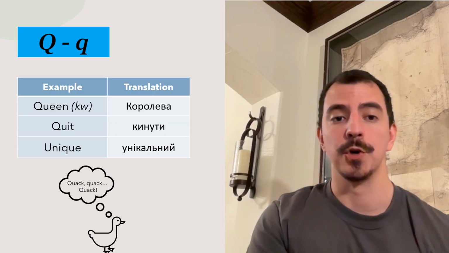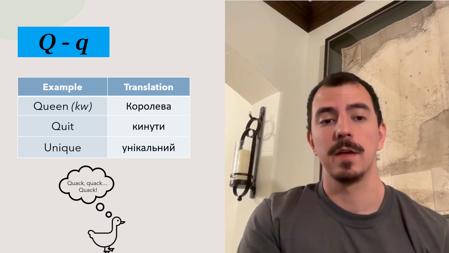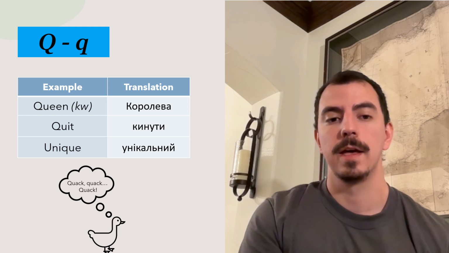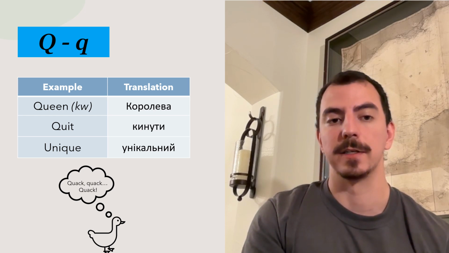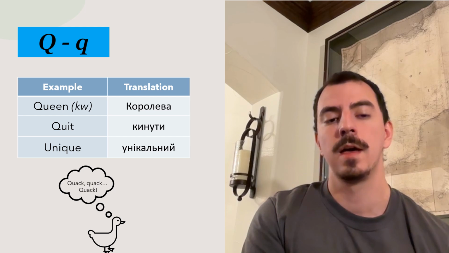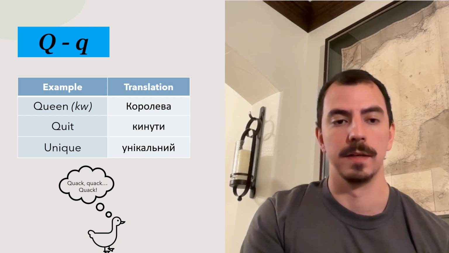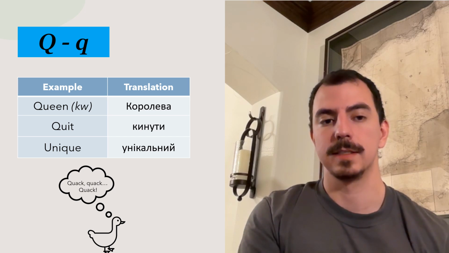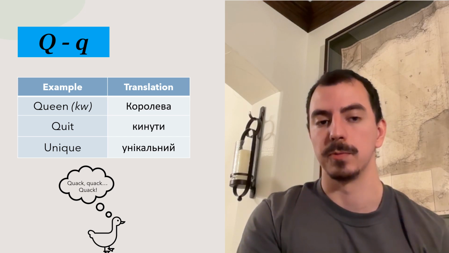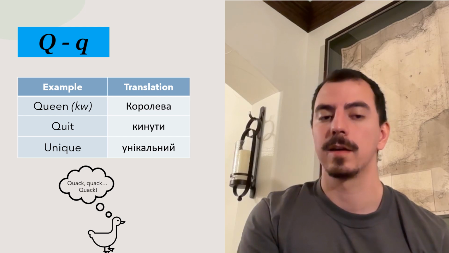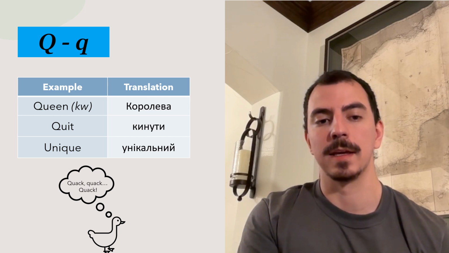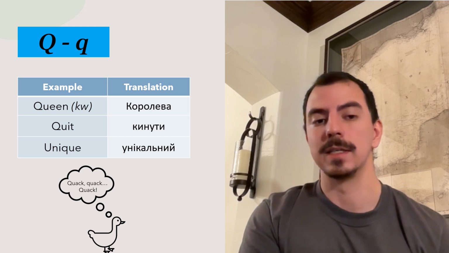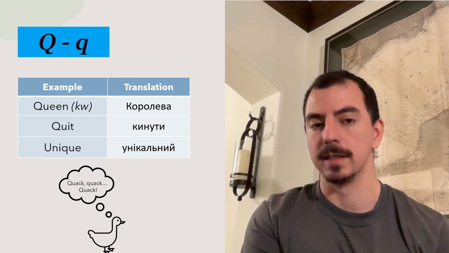The next sound is Q. So Q has usually just one sound where it's qua, qua, qua. It has a KW sound to it. So you can imagine Q as usually just as KW. So queen, you'll almost always see Q and U right next to each other. So QU, queen. It's the exact same thing as saying KW, queen. You can't tell any difference between QU and KW.